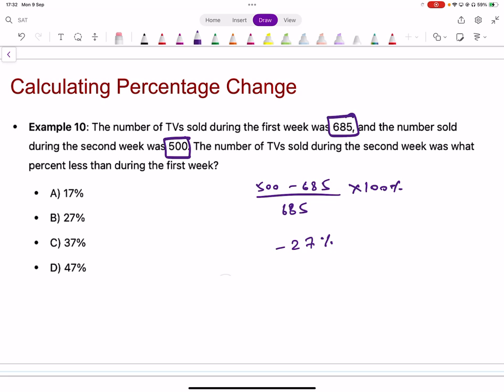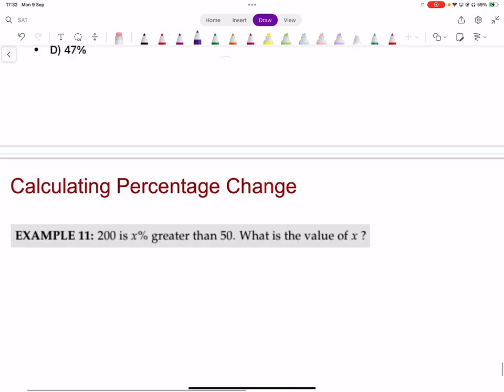Now it's a decrease. They're saying in the second week, how much less was it than the first week? So this word less already incorporates the negative sign. You would just write 27 there. That's your answer. Okay? Make sense? So percentage change is calculated as new value minus the old value divided by the old value into 100%.